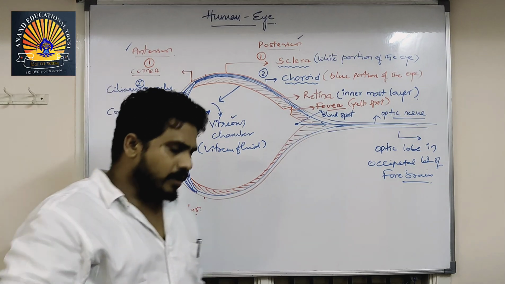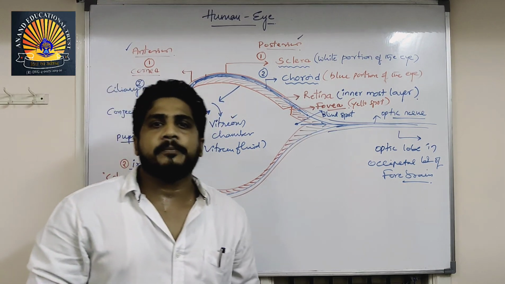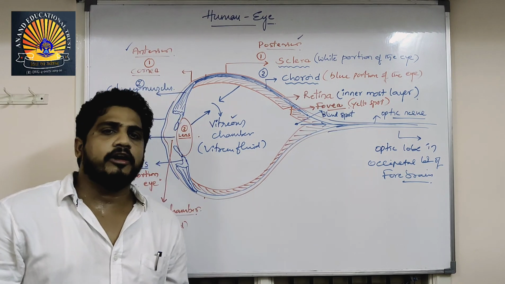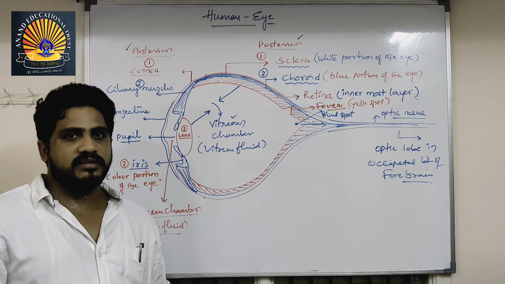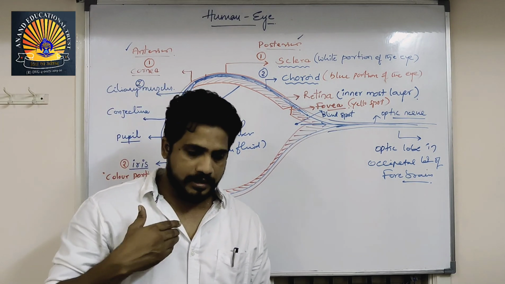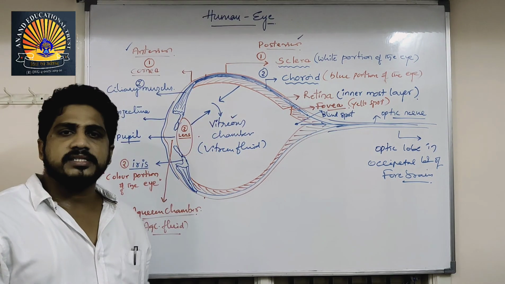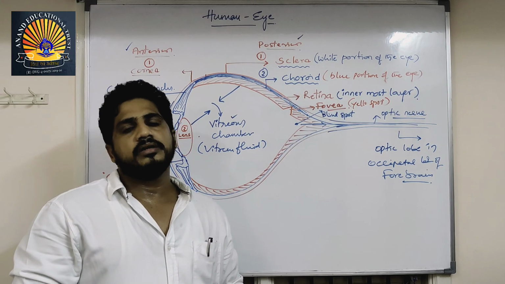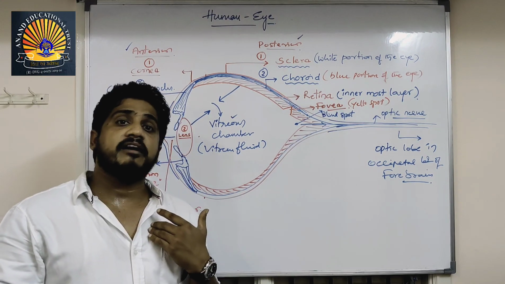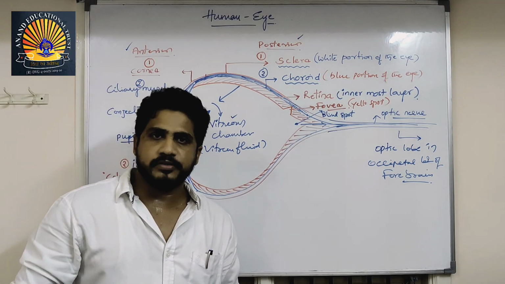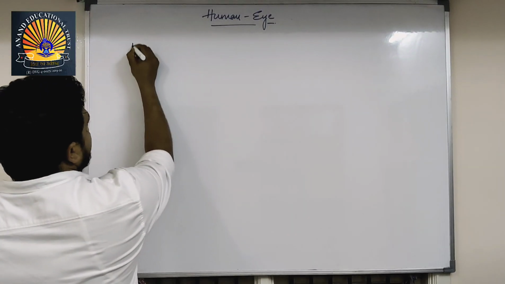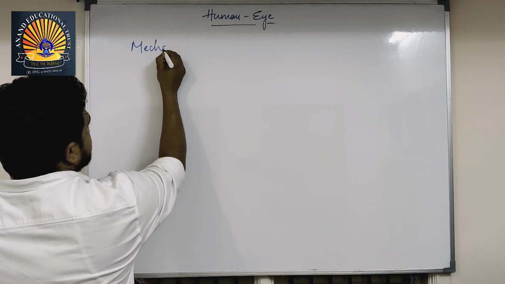This is the anatomy of the eye only for the purpose of NEET. If you are an ophthalmologist, an eye specialist, you have to learn more than this structure. For the purpose of attempting the NEET examination, this is enough. Now you are going to learn about the mechanism of vision. How the eye exactly works to provide vision for us.